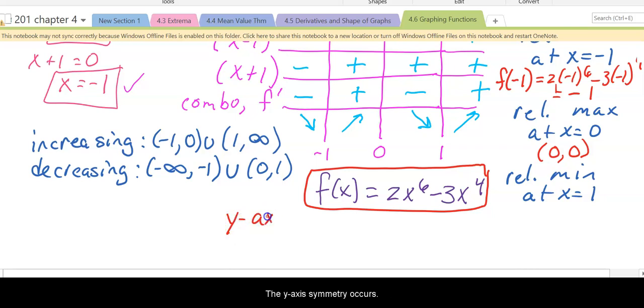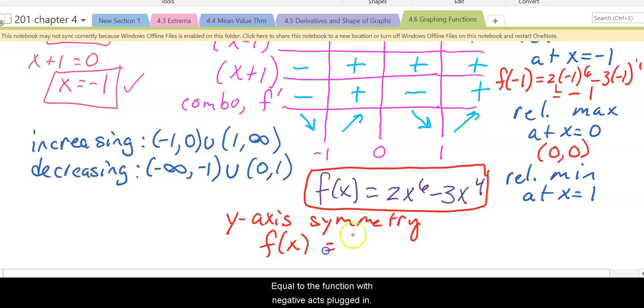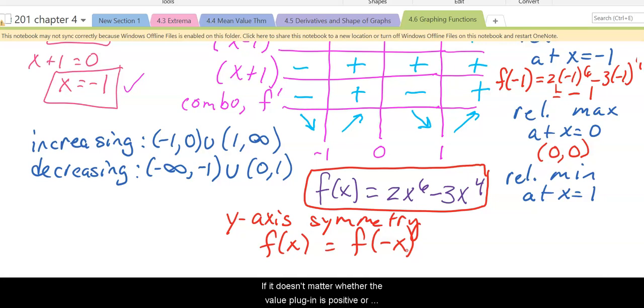The y-axis symmetry occurs whenever you have the function with x plugged in equal to the function with -x plugged in. If it doesn't matter whether the value you plug in is positive or negative and you get the same thing, then you must have y-axis symmetry.